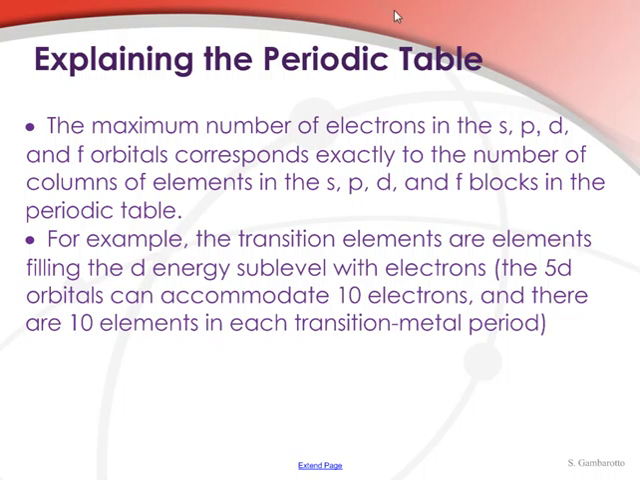Alright, last couple of slides explaining the periodic table. The maximum number of electrons in the s, p, d, and f orbitals corresponds exactly to the number of columns of elements in the s, p, d, and f blocks on your drawn periodic table. So if you want to figure out how many electrons a p orbital can have, you can count the columns on your periodic table. You can count that there's 6. That means there are 6 possible electrons within one p orbital. Here's an example of transition elements, which are elements that fill the d energy level. The 5d orbitals can accommodate 10 electrons, and there are 10 elements in each transition metal period.